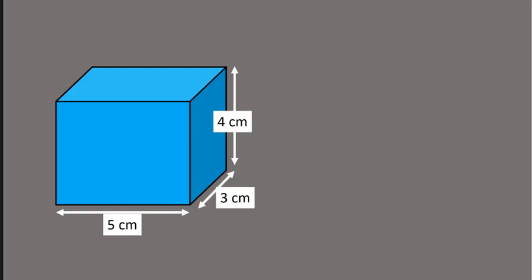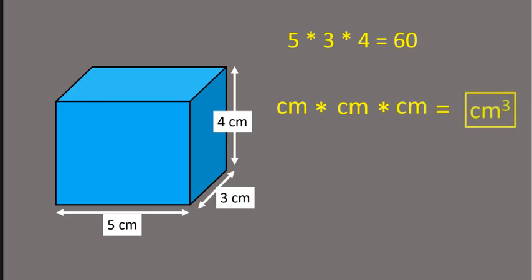The same is true if we found the volume of a rectangular prism. We would multiply each dimension to calculate the number value. Here we have 5 times 3 times 4, which equals 60. Then we do the same with the units. In this case, we multiply centimeters times centimeters times centimeters, and we get centimeters cubed. So our final solution becomes 60 centimeters cubed.